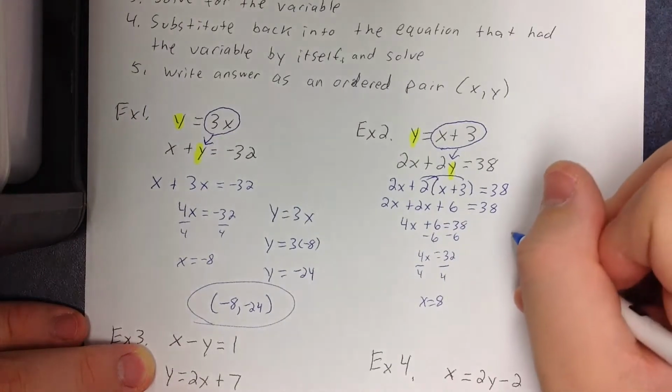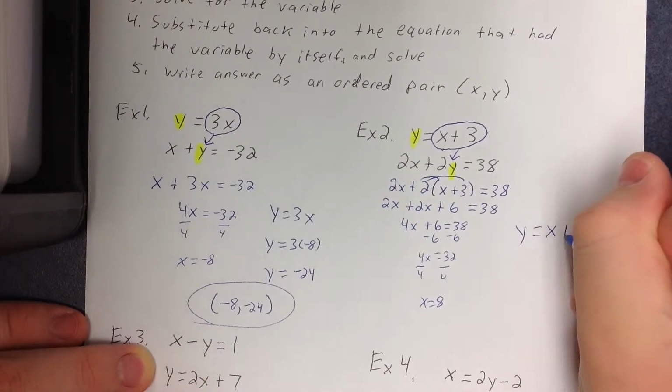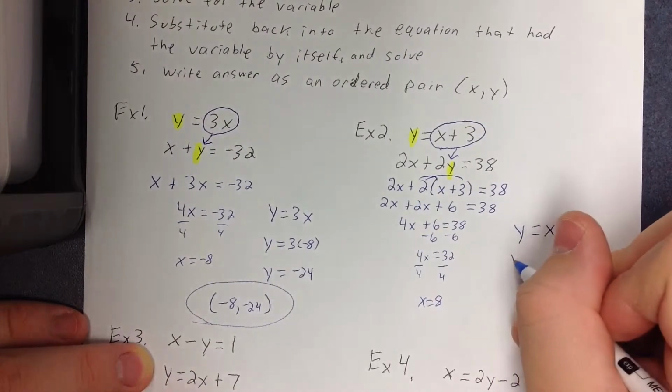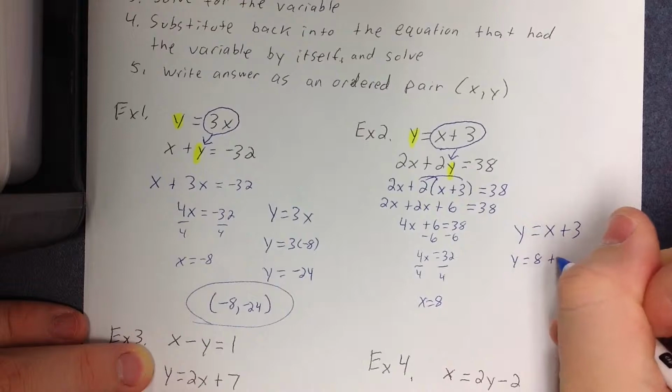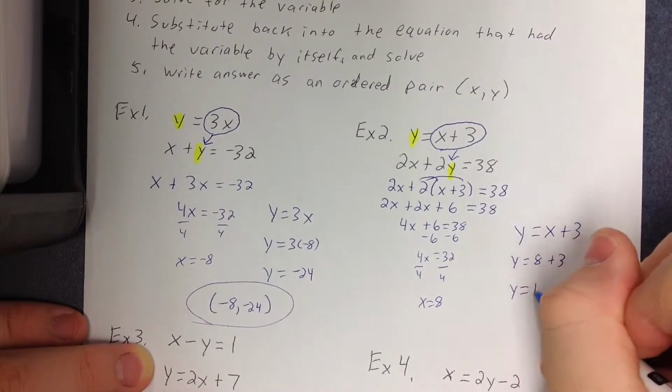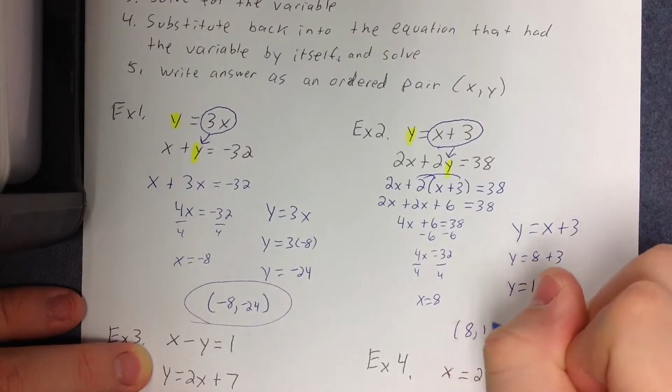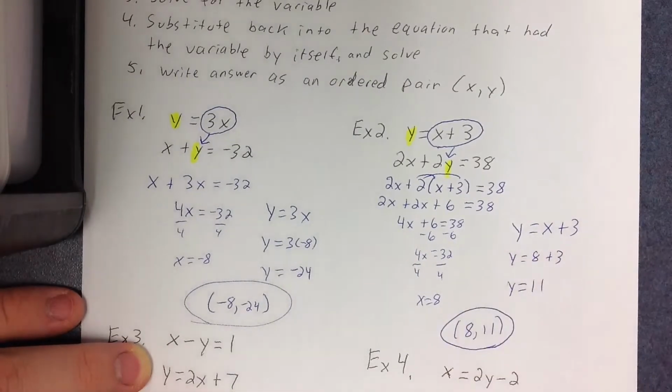Then again, we go back to the equation that we used for the substitution, the y equals x plus 3. And now I know x is 8, so y equals 8 plus 3, so y equals 11. Again, write your answer as an ordered pair, so it'd be 8 comma 11.